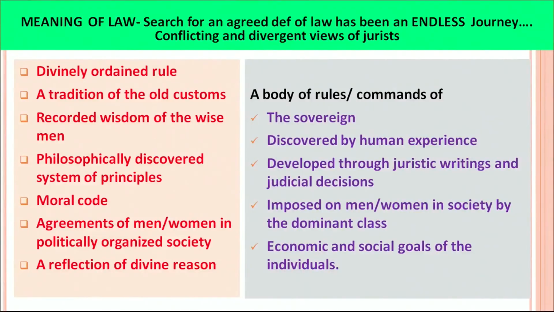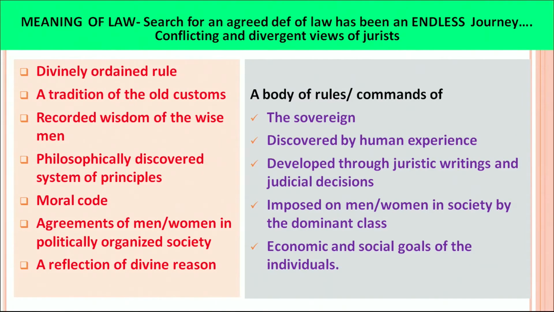Now, apart from the various meanings that we have discussed, the search for an agreed definition of the term law has been an endless journey. There are jurists who are giving conflicting opinions about the meaning of the term law. Some of the jurists are of the opinion that it is a divinely ordained rule. Others say it is a tradition of the old custom. Others believe that it is the recorded wisdom of the wise man. Some of the jurists are of the opinion that it is a philosophically discovered system of principles. Some say it is a moral code.